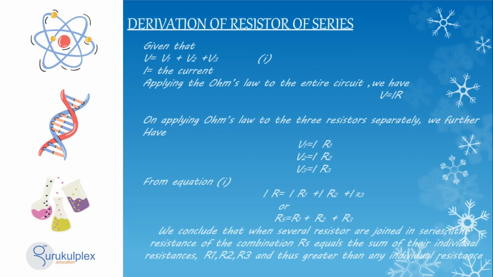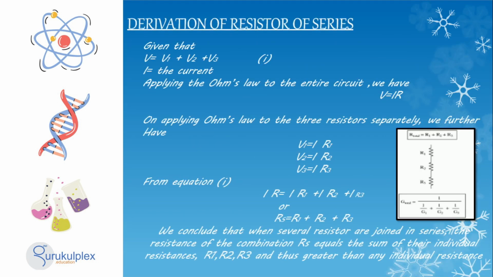Resistors are essential components of electrical circuits and, as we have seen, when combined in series, they obey Ohm's law with the equation V equals IR. Furthermore, the total resistance of the combination, R_S, is equal to the sum of the individual resistances, meaning R_S equals R_1 plus R_2 plus R_3. Usually, the combined resistance is greater than the individual resistance.